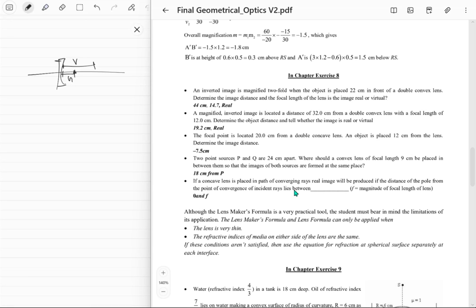This will go to infinity when u is the focus, right? So if it's between the pole and the focus, you're done, it's going to form a real image. If it's further than that, then it has already diverged so much that diverging it even more will just give us a virtual image. So between O and F, this u will be between 0 and f.